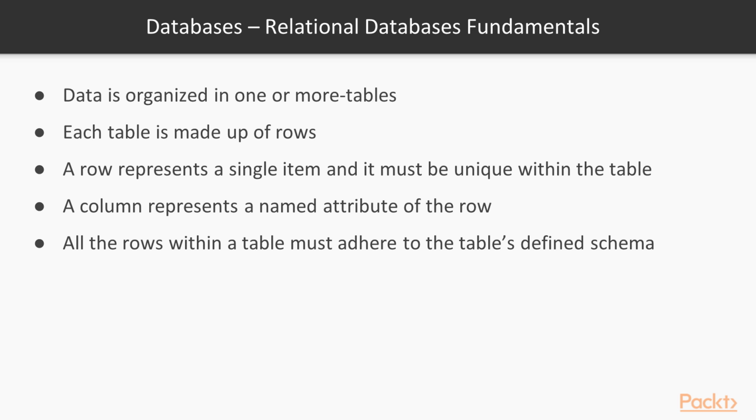Data is organized into one or more tables, and each of these tables is made up of one or more rows, typically many rows. In these tables, a row represents a single data point. So it's a single item, and typically it's unique within the table. A column represents a named attribute of that row. So for example, if we had a movies table, the movies table may have multiple columns, for example movie name, movie year, director. Each of those would be columns, and each row in the table would have information for each of those columns.